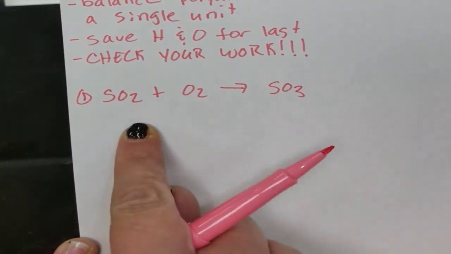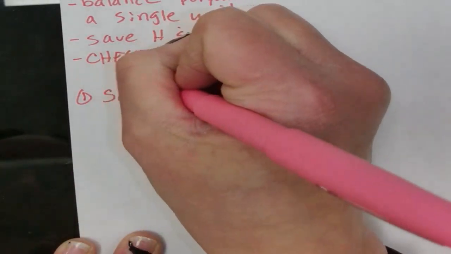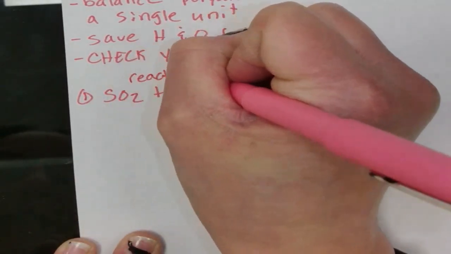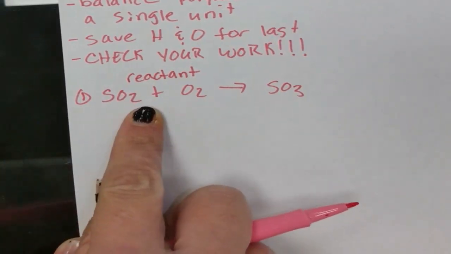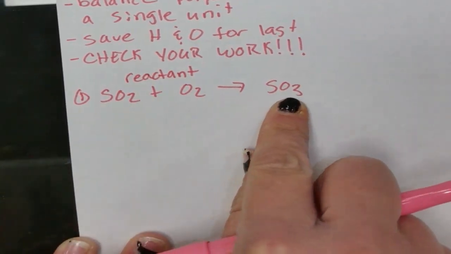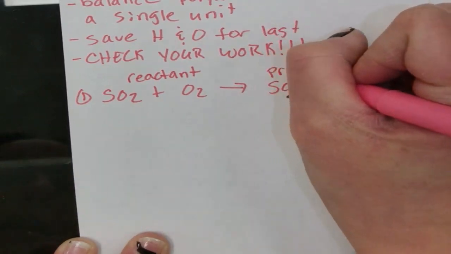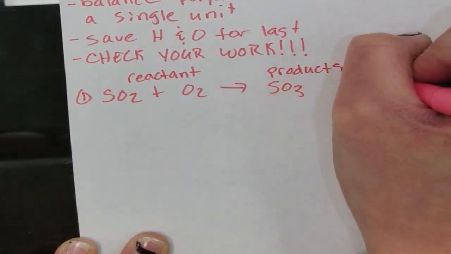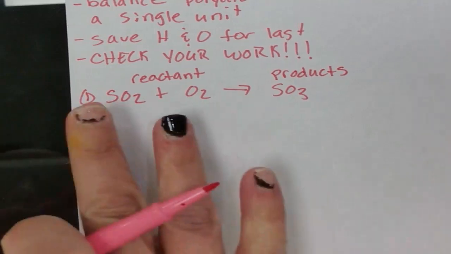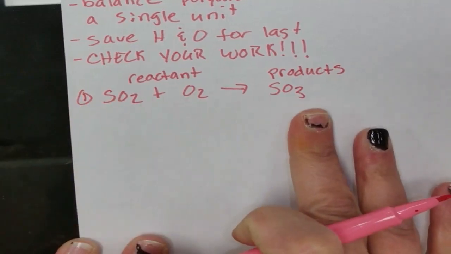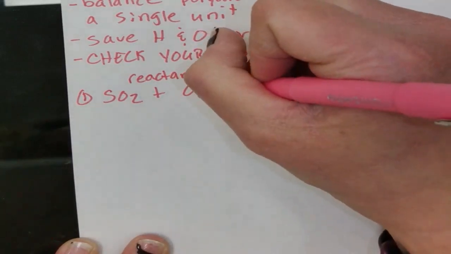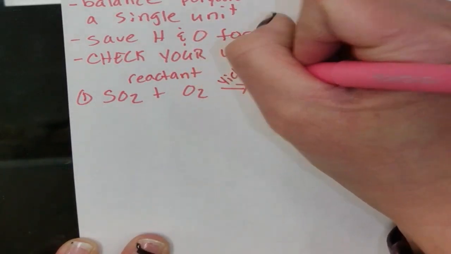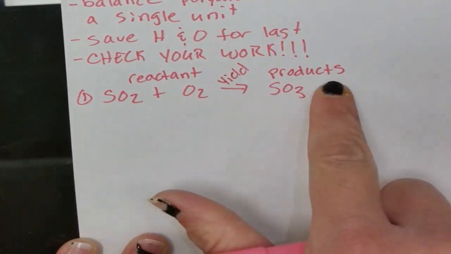The left side of the arrow, we call these the reactants. And a reactant is what goes into the reaction, what I start with. The right side of the arrow, these are my products. The products are what are created, what's being made. So reactants make products. Therefore, this arrow sign is making something, and we call that a yield, okay? So the reactants yield products.